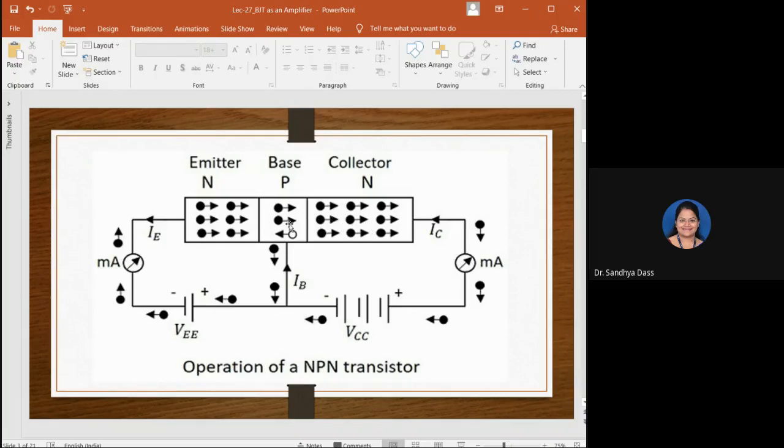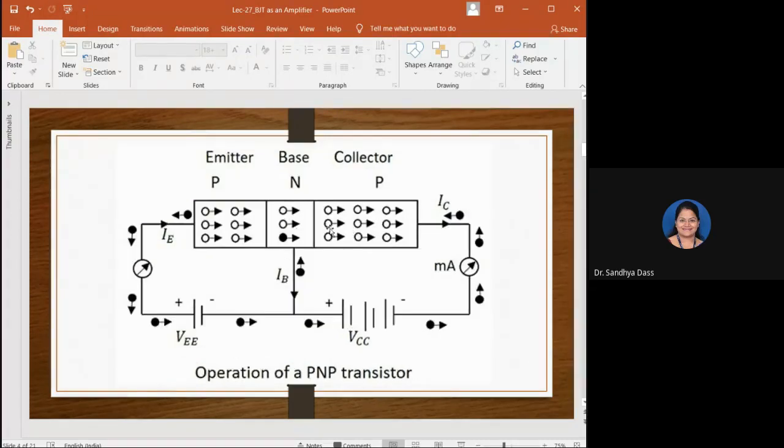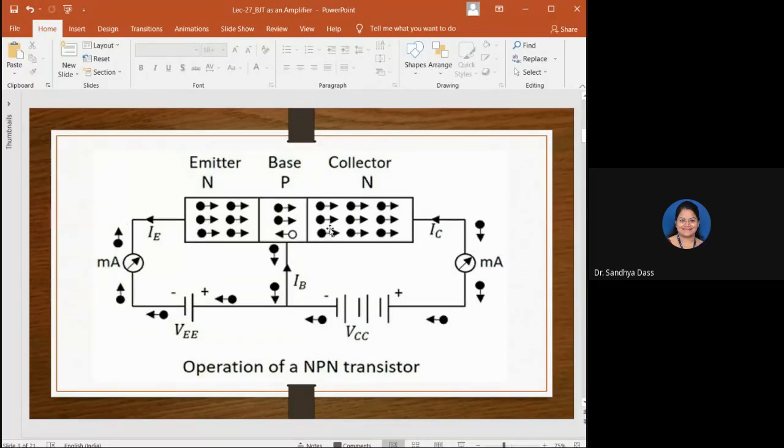If you observe the dimensions, the collector width will be more compared to the emitter. That is about the construction part. We had also discussed how the biasing of the transistor has to be done. BJTs typically work in three regions: active region, cutoff region, and saturation region. Cutoff region means there is no output at all, that is, the device is in off condition.